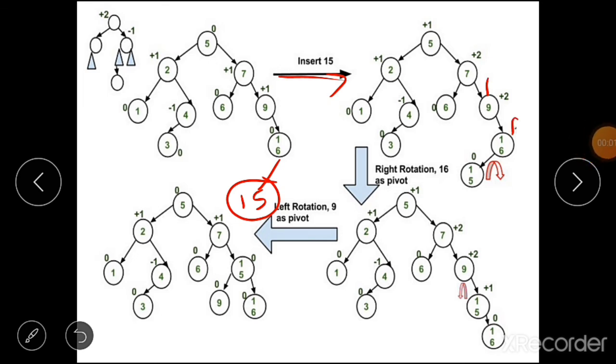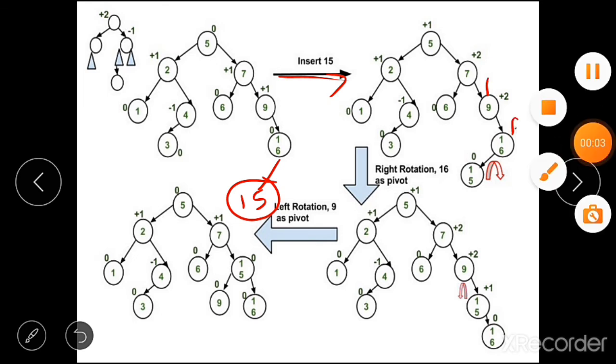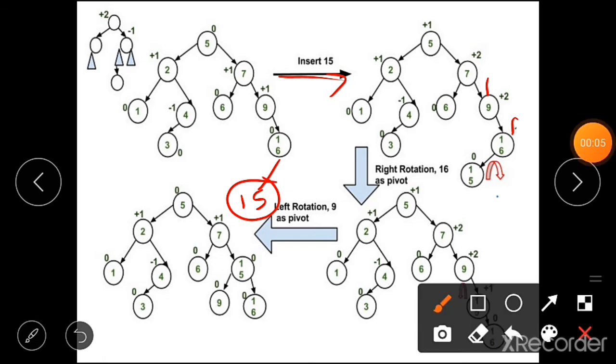Here we are checking the first unbalanced node on the path from the newly added node. So here we are going from here to here. First unbalanced node is 9. So we are checking which case this is. So it is a right left case.